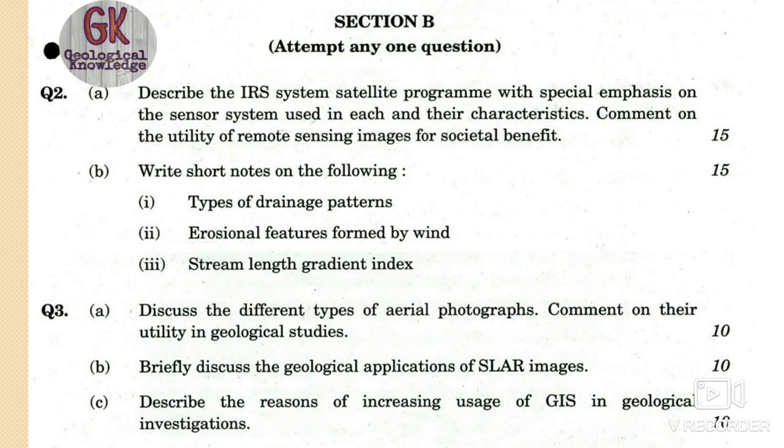Question number 2A: describe the Indian remote sensing satellite program, with special emphasis on the sensor systems used in each and their characteristics, and comment on the utility of remote sensing images for societal benefit. So all in all, you have to discuss the Indian remote sensing satellite system, their sensor systems, their characteristic properties, as well as the utility for societal benefits.